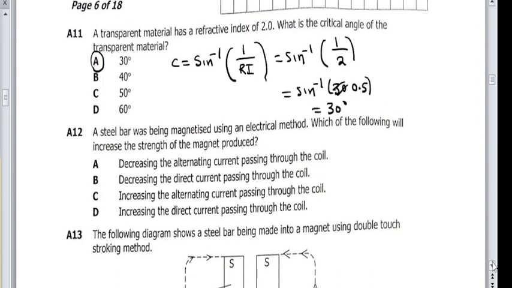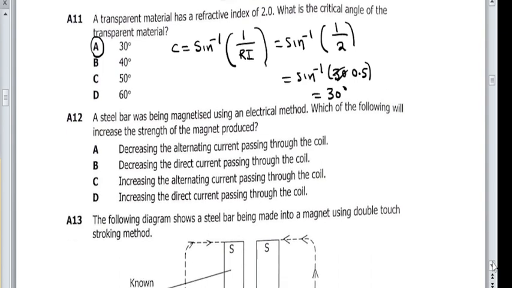A steel bar was being magnetized using an electrical method. Which of the following will increase the strength of the magnet produced? Alright. The first thing you should note here is that we magnetize using DC. So magnetizing, we use direct current. So whatever is saying alternating current, forget. Now we have B and D, which is saying direct current.